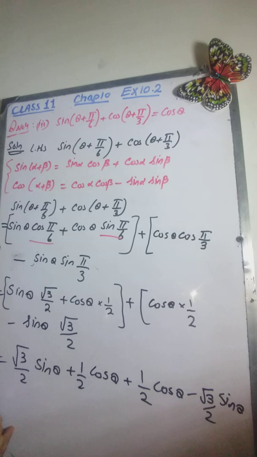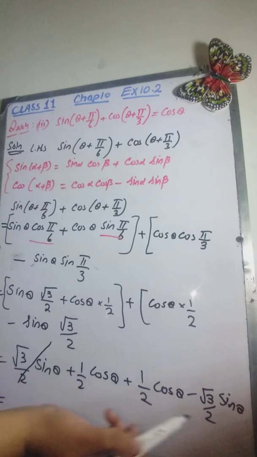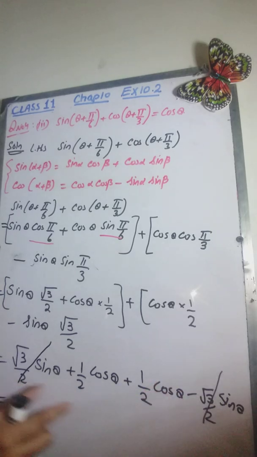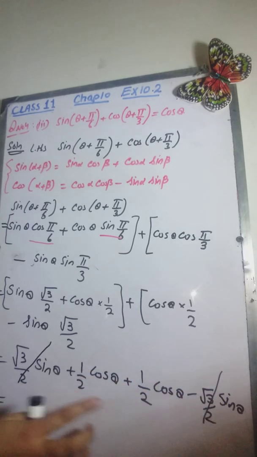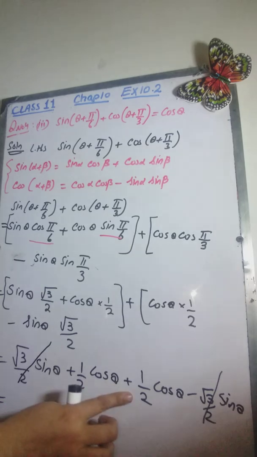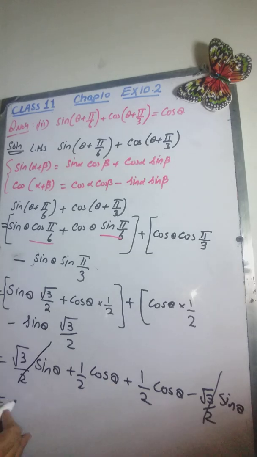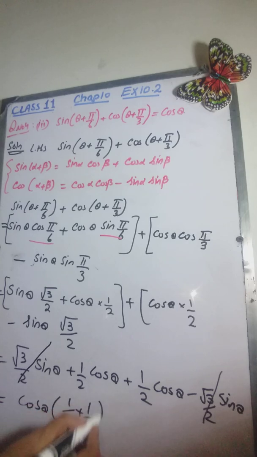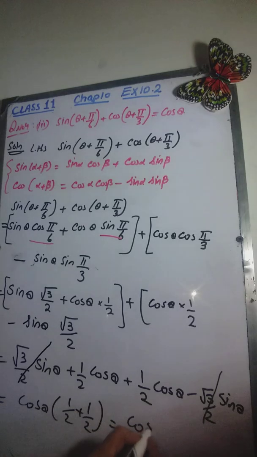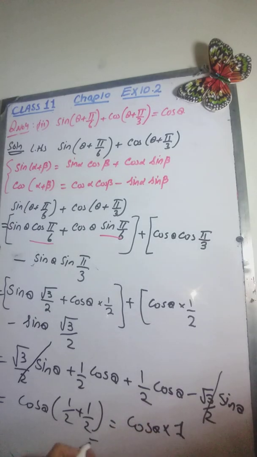Now as the denominator is the same, let me cancel out these two because they are the same expressions with different signs. So the only thing remaining is half of cos theta plus half of cos theta, which will be equal to, if I take cos of theta common from it, half plus half will be equal to 1, and cos theta into 1 will be equal to cos of theta.